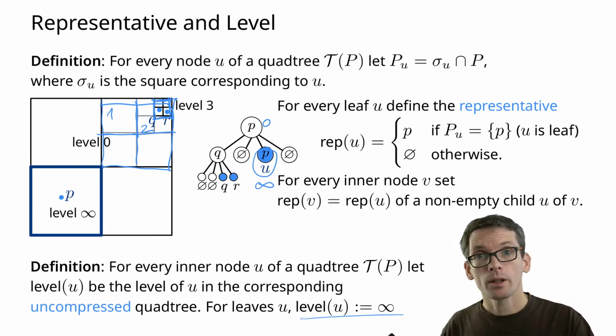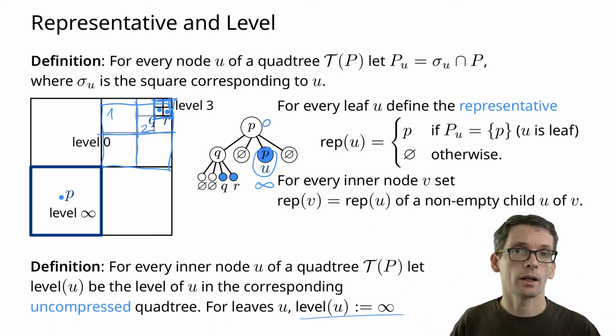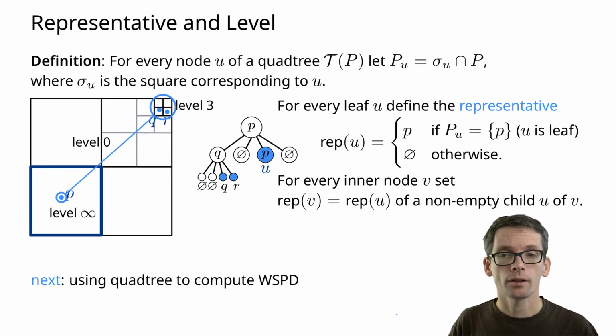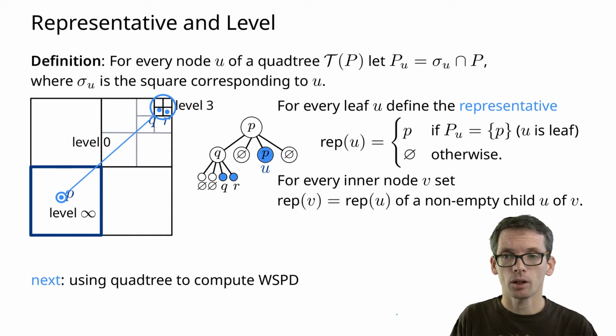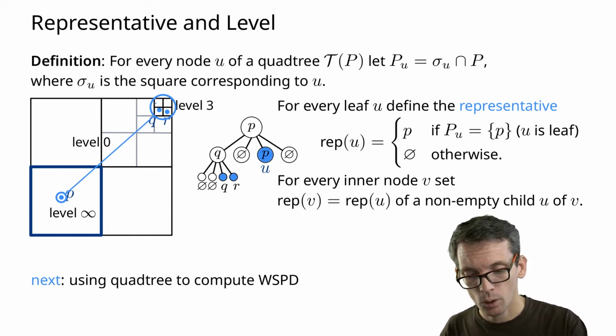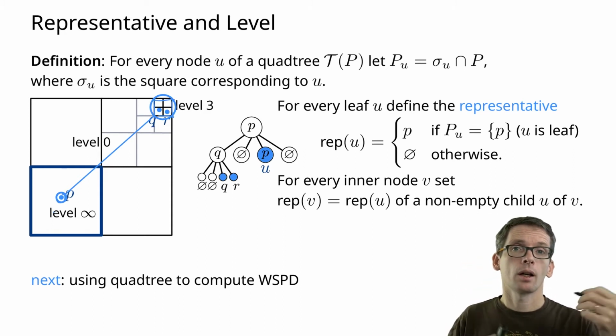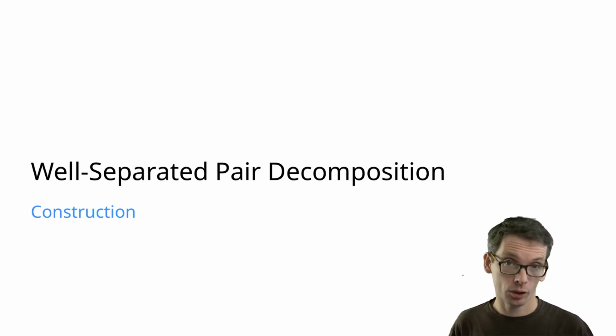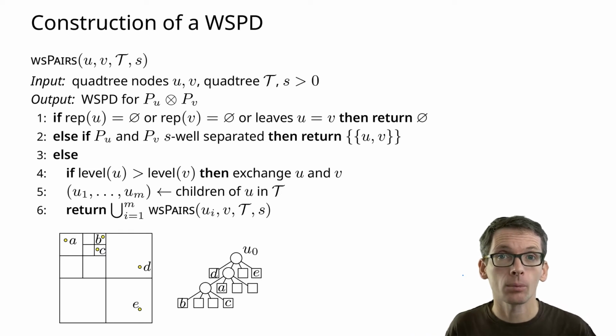So we now know what a well-separated pair decomposition is. I've covered some preliminaries concerning quadtrees. Now let's jump into actually constructing well-separated pair decompositions using quadtrees. And again, the intuition will be that I'm going to look at pairs of nodes in the quadtree and try to find such pairs that are well separated. Let's directly jump into the construction of a well-separated pair decomposition. So here you already see the complete algorithm.